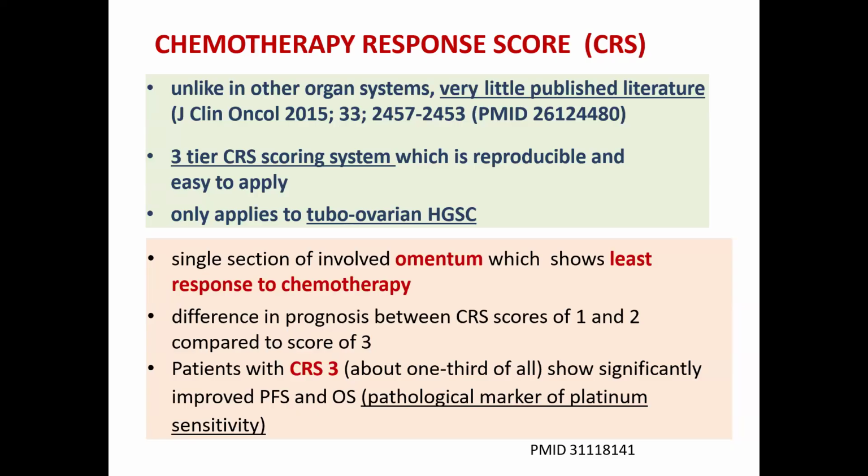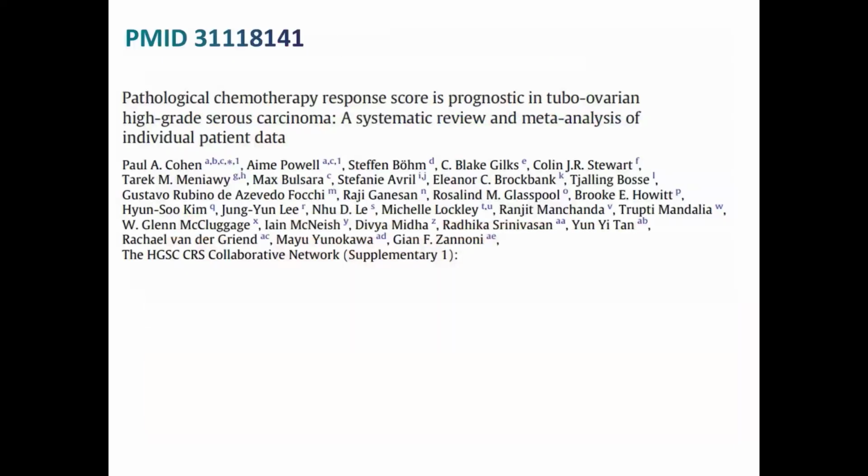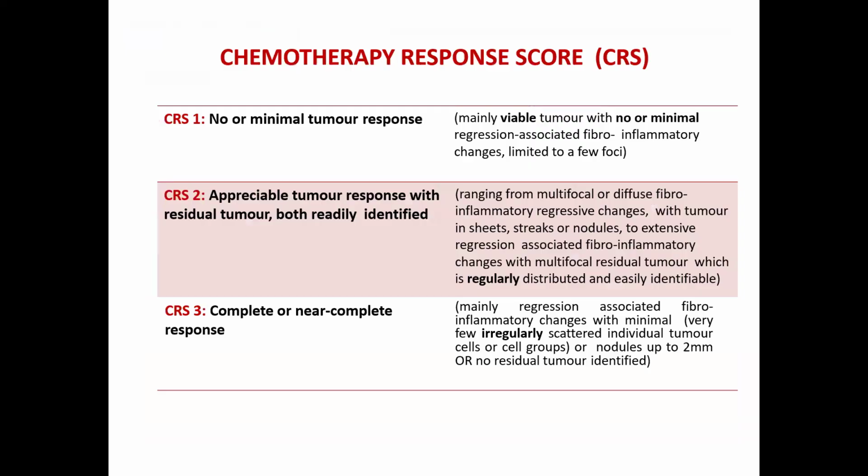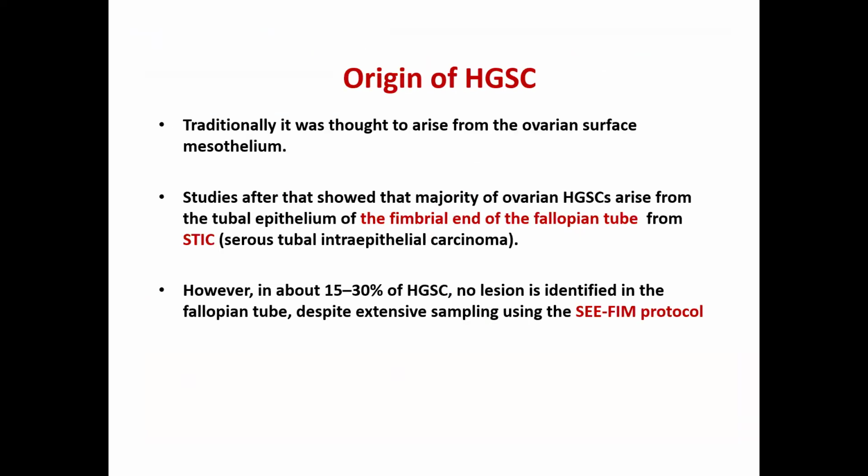There is a significant difference in prognosis between chemotherapy response scores 1 and 2 compared to 3. Patients with chemotherapy response score 3 have significantly improved progression-free survival and overall survival, and this is a pathological marker of platinum sensitivity. And here is a meta-analysis and systematic review on the pathological chemotherapy response score that found it prognostic in tubo-ovarian high-grade serous carcinoma. And here is the score, score 1, 2, and 3. Score 3 is a complete or near-complete response, meaning there are mainly regression-associated fibroinflammatory changes with minimal or few irregularly scattered individual tumor cells or groups.